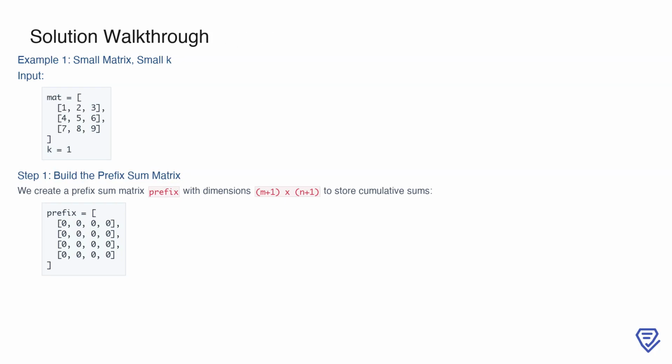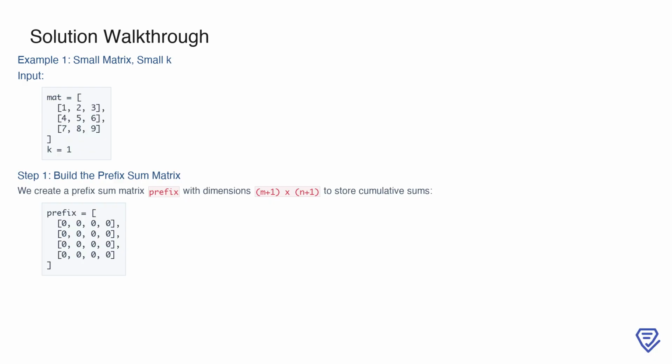To solve the matrix block sum problem, let's start by understanding the input and the first step of the solution. Here we have a small 3 by 3 matrix and a block size of k equal to 1. The goal is to compute the sum of all elements within a k-radius block for each element in the matrix.